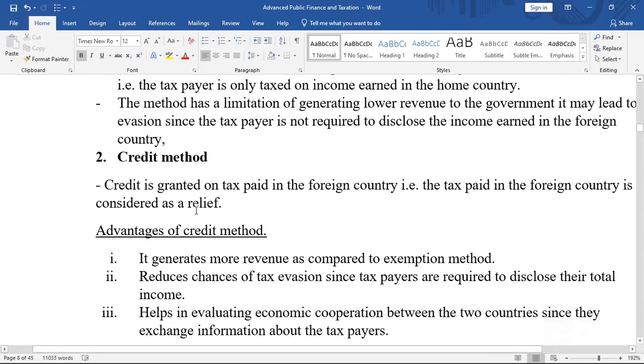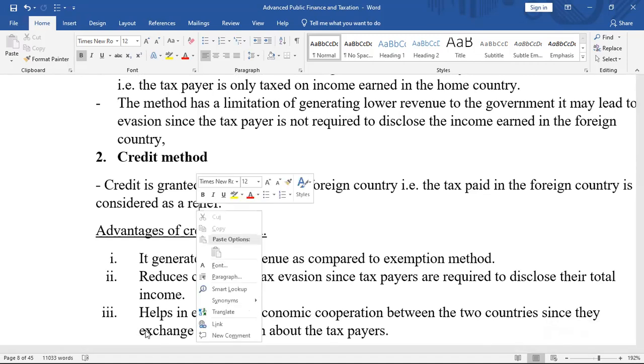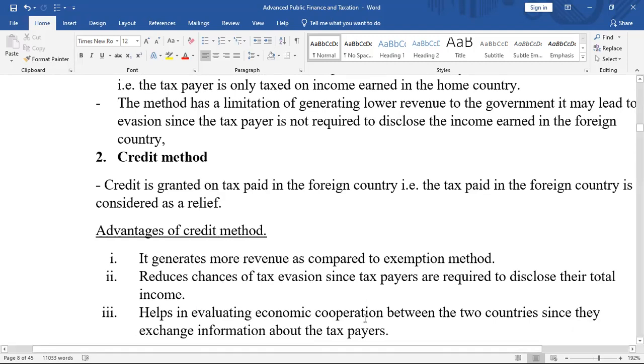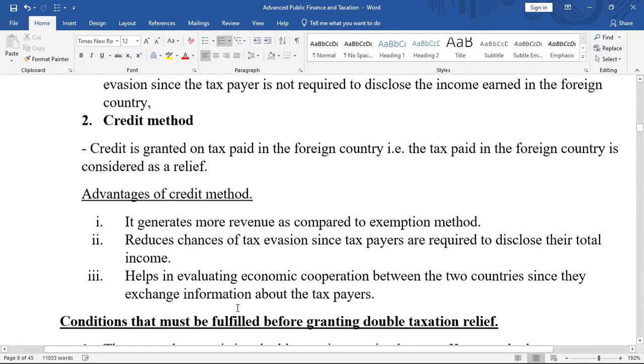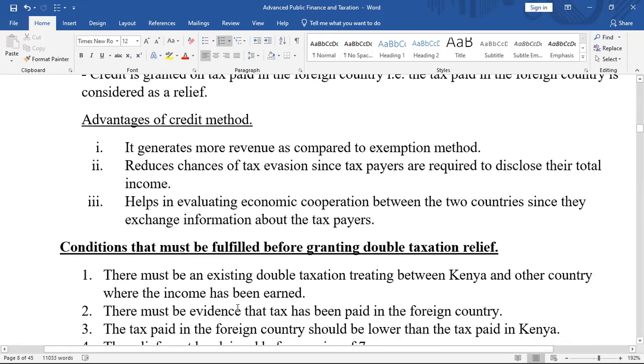Number two, we have the credit method. The credit is granted on tax paid in the foreign country. That is, the tax paid in the foreign country is considered as tax relief. Then we look at the advantages. One, it reduces chances of tax evasion, since taxpayers are required to disclose their total income, and that is the common method we are going to be using.